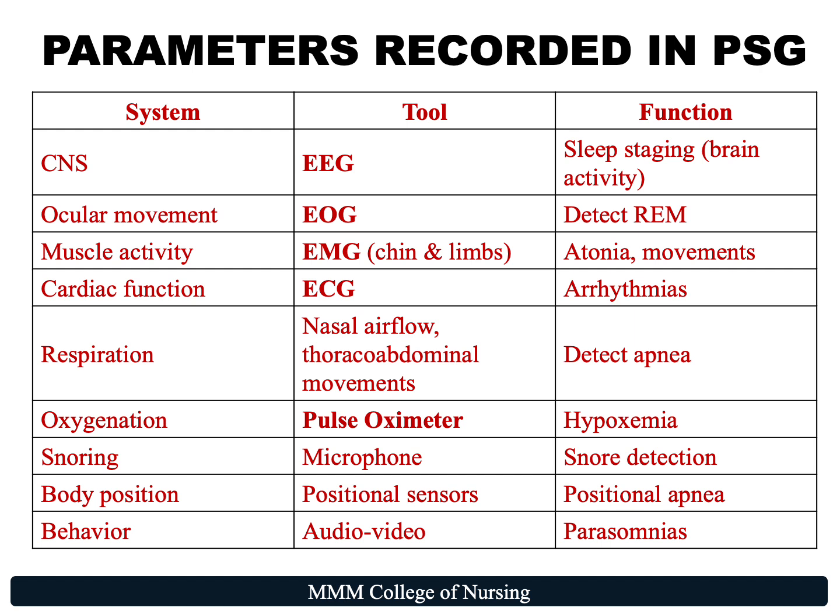The next is to assess muscle activity, and the tool used is EMG. Electromyography measures muscle response or electrical activity in response to a nerve's stimulation of the muscle. This test is used to help detect neuromuscular abnormalities. So here we specifically see for atonia and any movements.